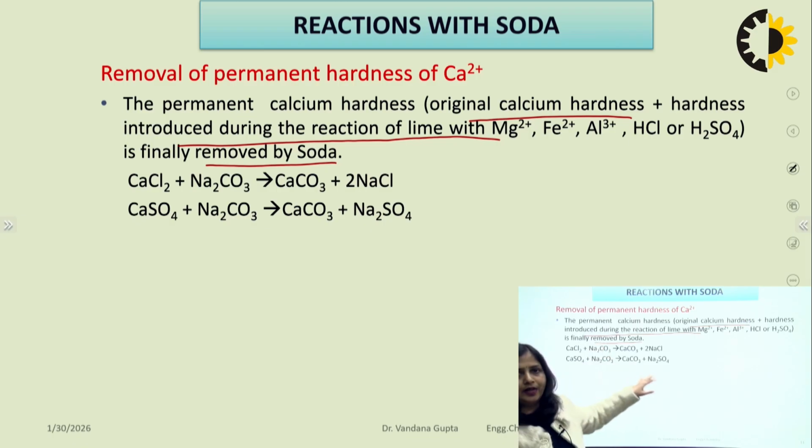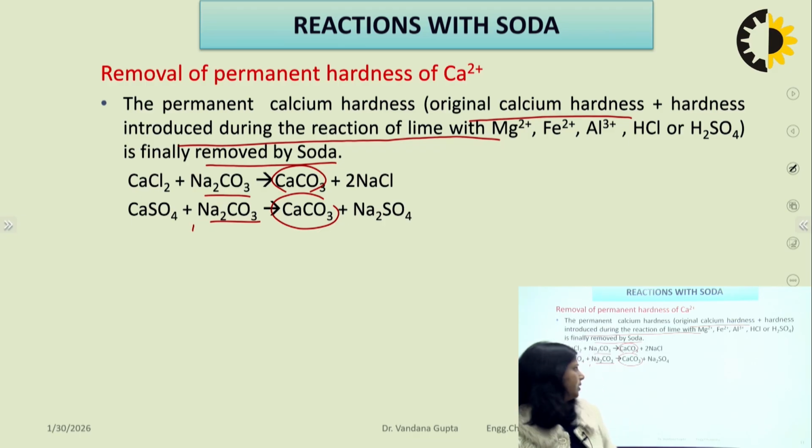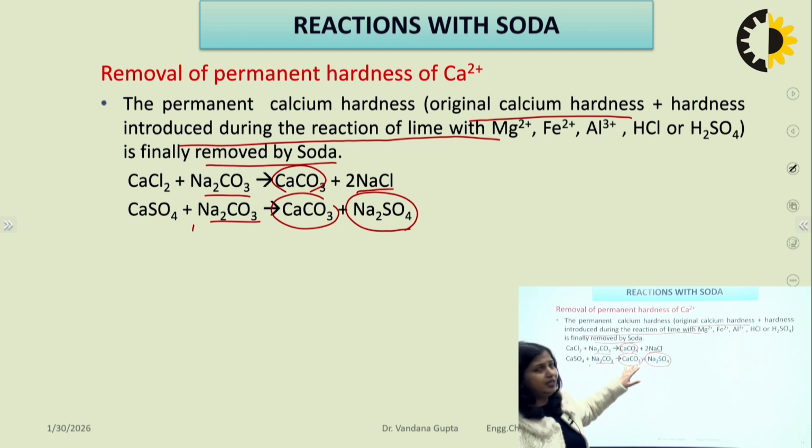Permanent hardness of calcium is caused by calcium chloride, calcium sulfate, etc. When calcium chloride reacts with sodium carbonate, then insoluble calcium carbonate is formed, which can be easily removed by filtering, and the presence of sodium chloride and sodium sulfate does not contribute to any type of hardness. So, permanent hardness of calcium can be removed only by soda.